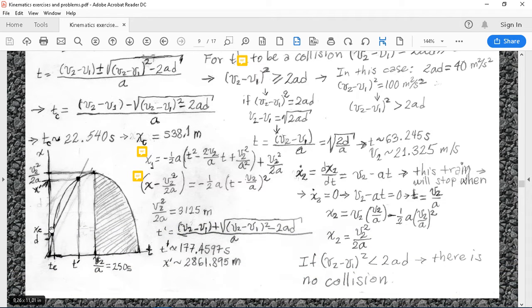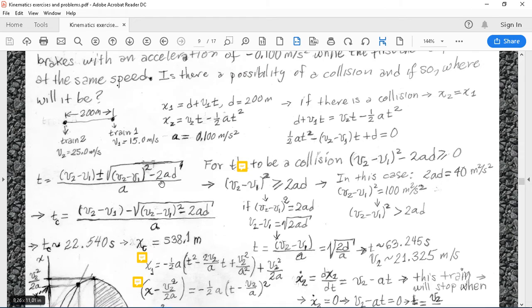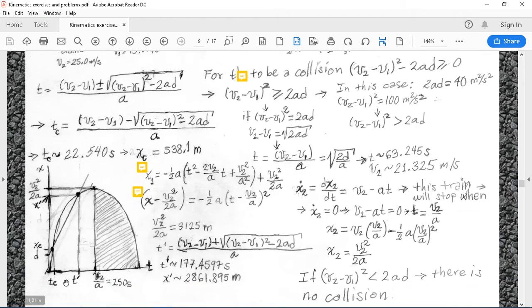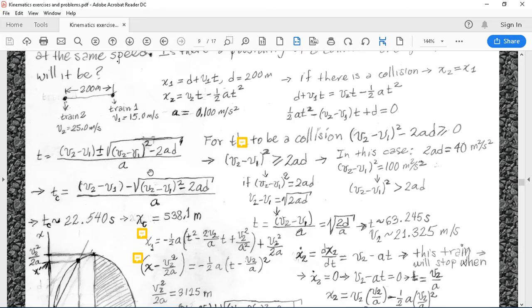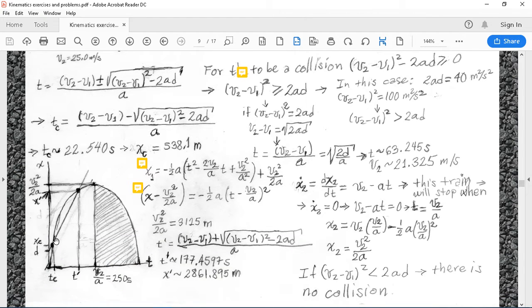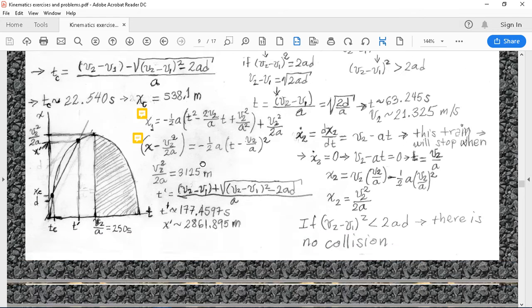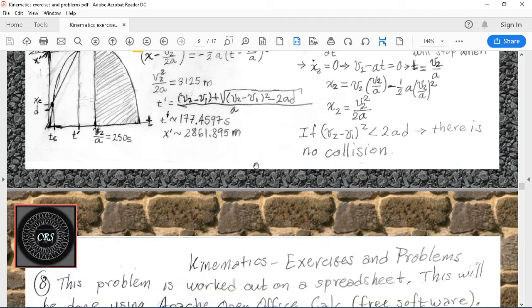And observe on the plots for x2 and x1 what changes would be seen. Observe whether or not there would be intersection of the line corresponding to x1 with the parabola corresponding to x2. Observe which would be the limiting case in which the line would intersect with the parabola. So I leave that to you as an exercise.